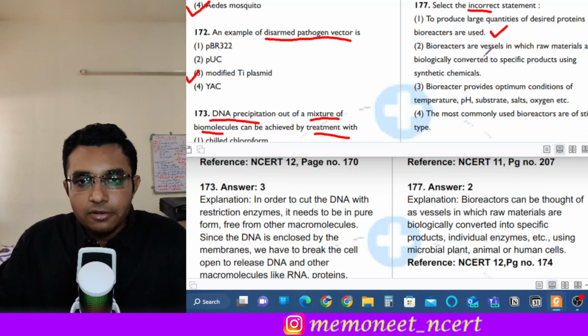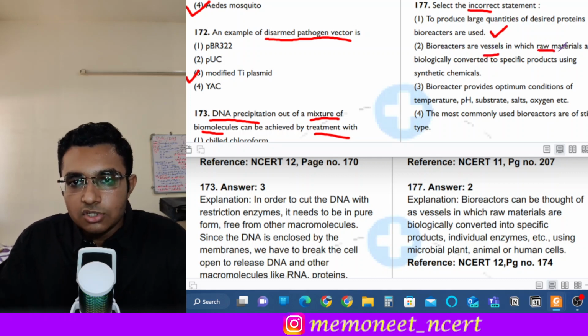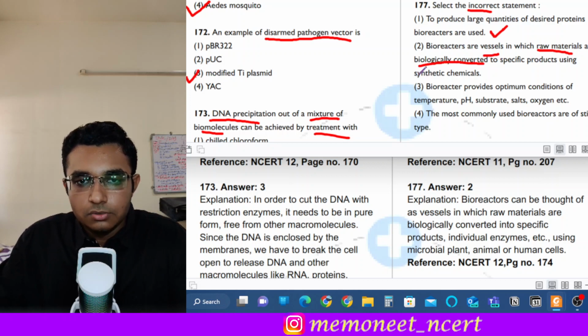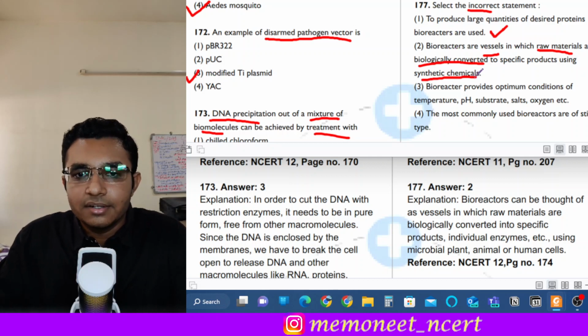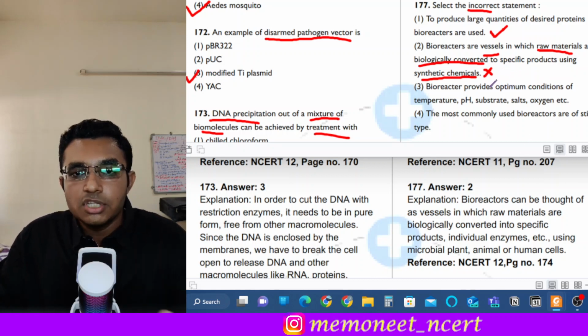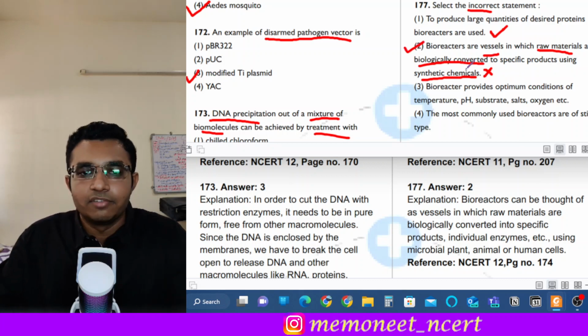Next is, bioreactors are the vessels in which raw materials are biologically converted to specific products using synthetic chemicals. Now, do we use synthetic chemicals in the bioreactors? No. We use different cells like bacterial cells or human cells. So we use different living cells which are producing the desired product. So this is an incorrect statement. We do not use synthetic chemicals in the bioreactors.